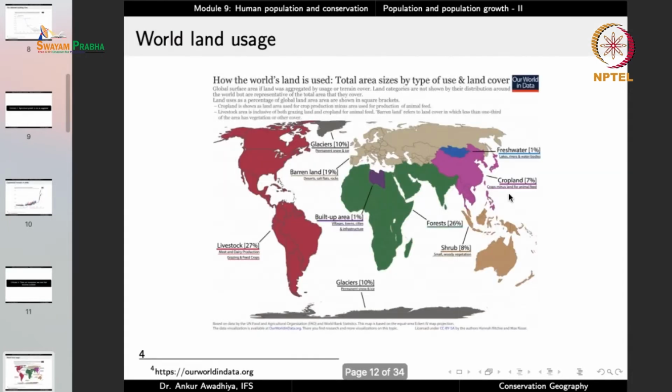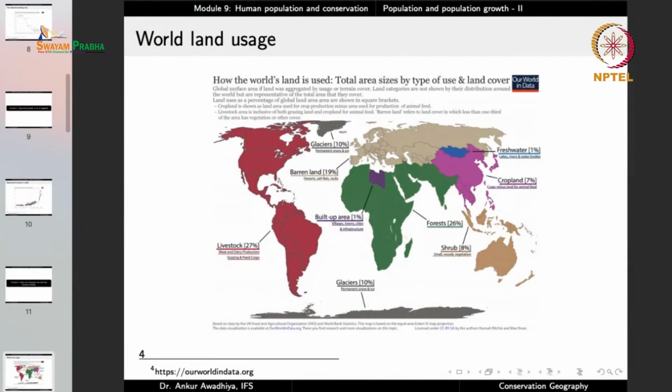Because over time, we have been deforesting a large amount of areas, and we are using that area to grow our crops or to raise our cattle. So because the population size has been increasing, there is a greater requirement of food, and to meet this greater requirement of food, what we can do is bring more and more area under cultivation.